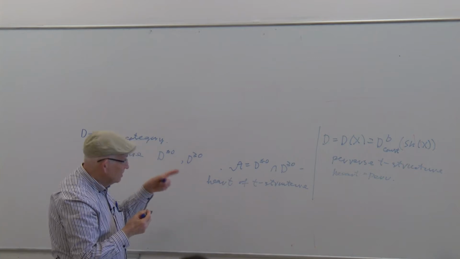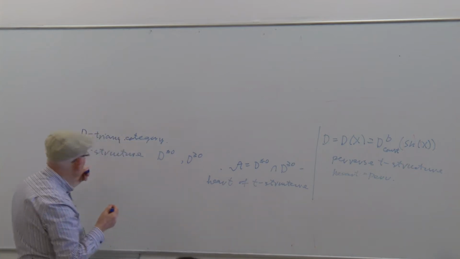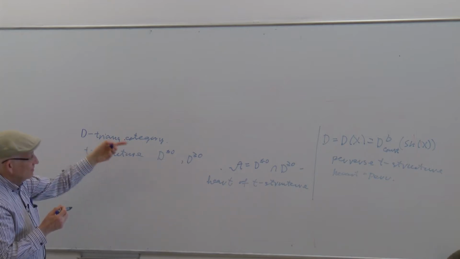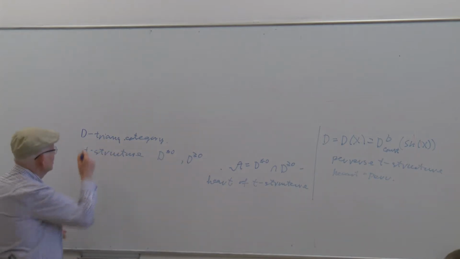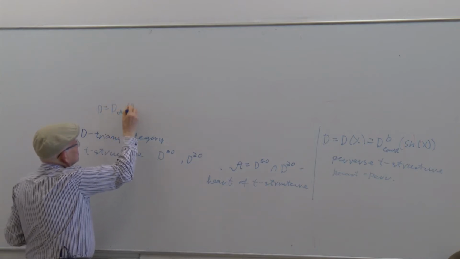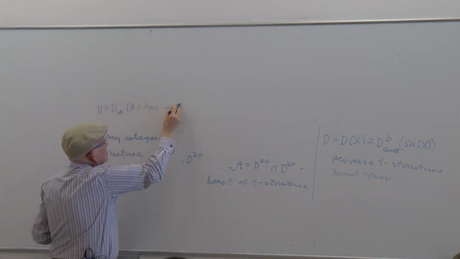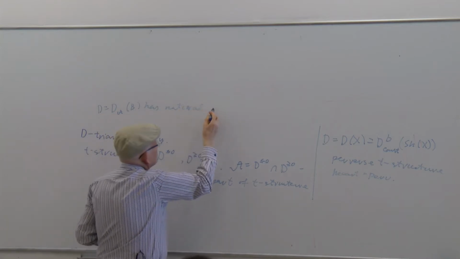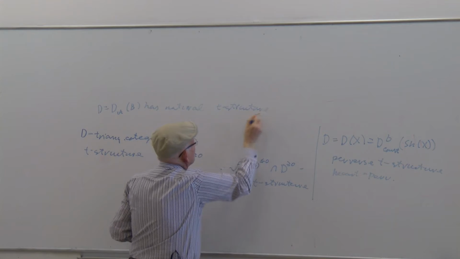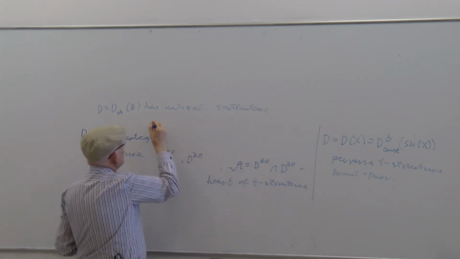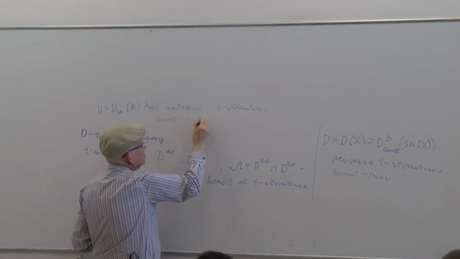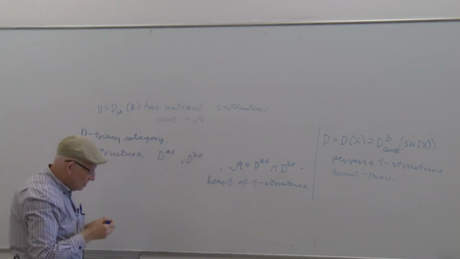So first I want to make several remarks. First of all, if you have this situation, this is modeled on the idea that if D is equal to some D^b(A), then it has a natural T-structure, and the heart of this T-structure is equal to A. This was how it was.